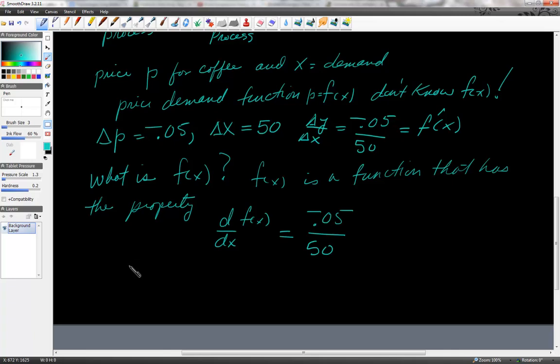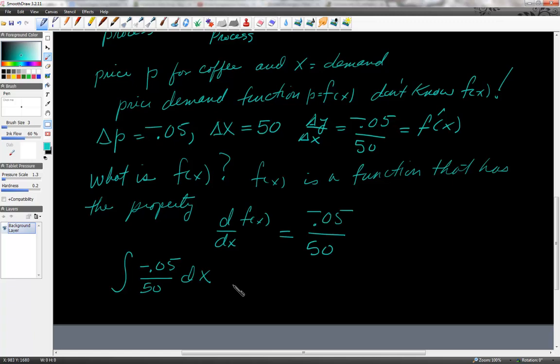The indefinite integral of negative 0.05 over 50 dx, and this is a notation. This is the integral sign, an elongated s. The integral sign of, this is called the integrand, the negative 0.05 over 50, and the dx tells me that I want the integral with respect to the variable x. So that's a symbol for a function whose derivative is the integrand, negative 0.05 over 50.